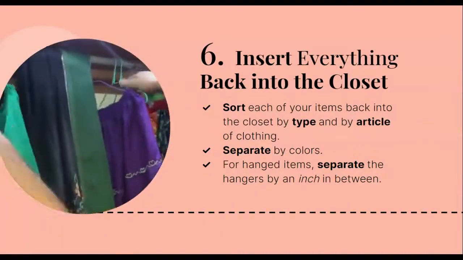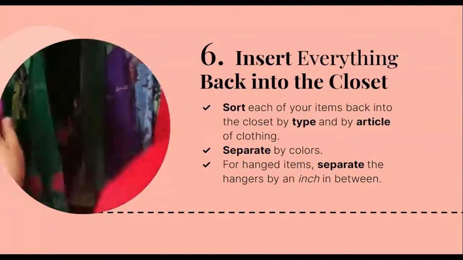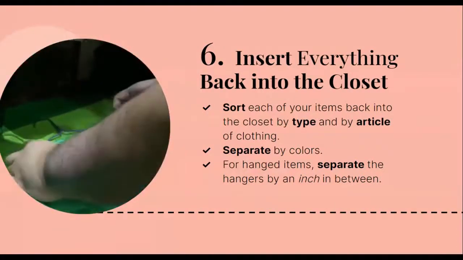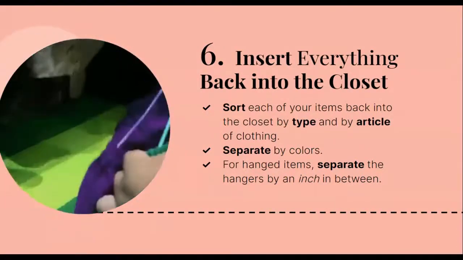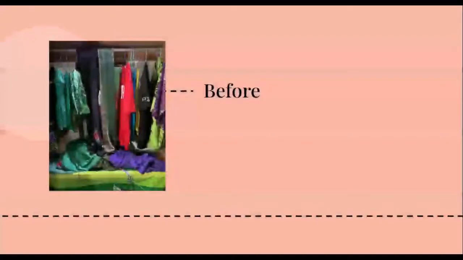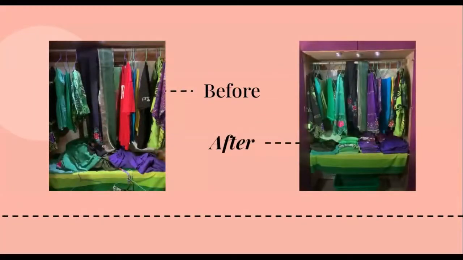For hanged items, you may want to separate the hangers by an inch space in between. This is to ensure that you are able to get it quickly and to ensure that nothing else is ruffled as you come out of the closet. So after all of our hard work and all of that organization, here we have an image of what it looks like before the process, and then here is what happens after we beautified that closet.